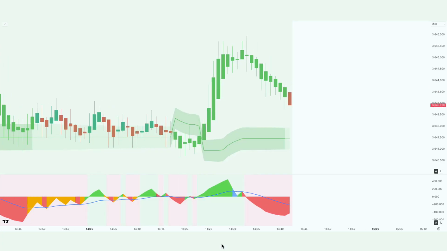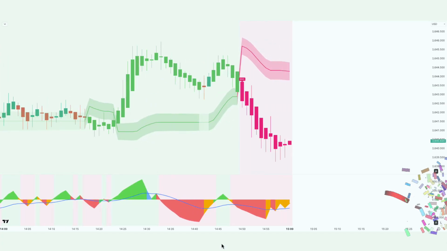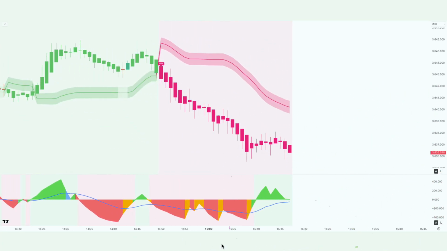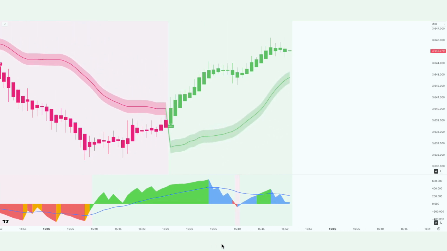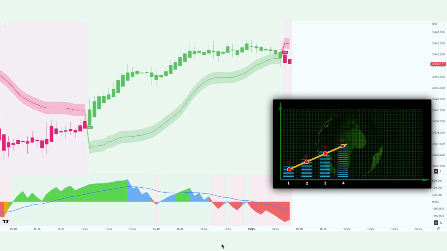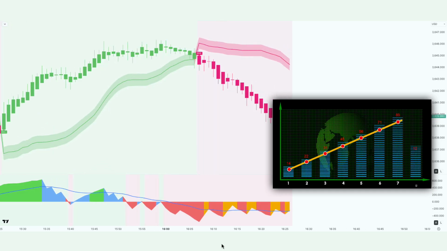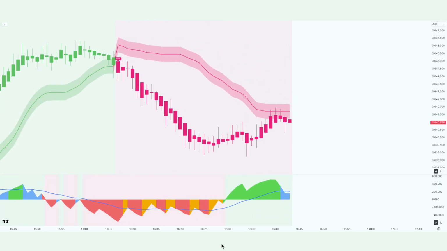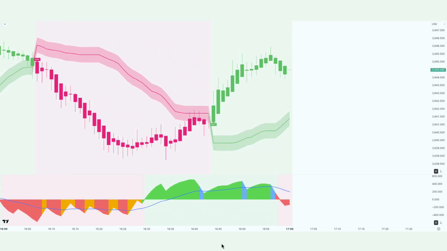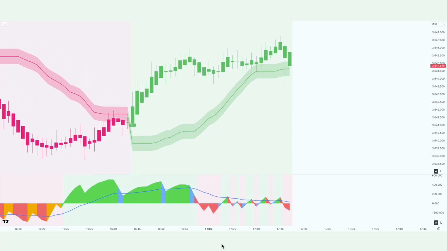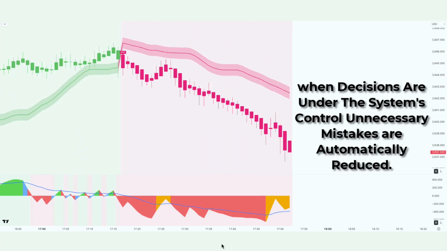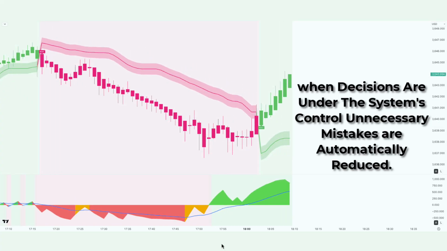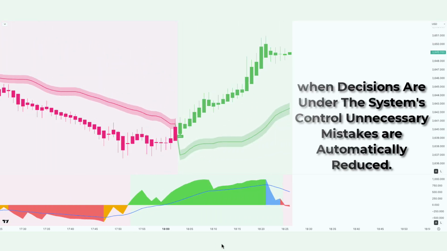This indicator doesn't just show arrows. It explains the market structure, when it's logical to take a trade and when waiting is the best decision. Same rules, same conditions, no cherry-picking, no excuses. The thumbnail says, "Not possible to lose." This doesn't mean the market will always be in your favor. It means that when decisions are under the system's control, unnecessary mistakes are automatically reduced.